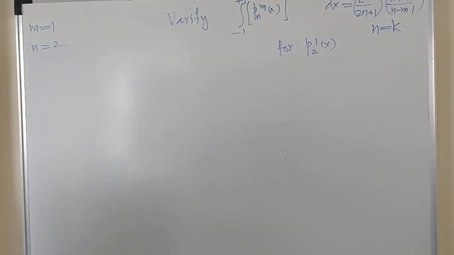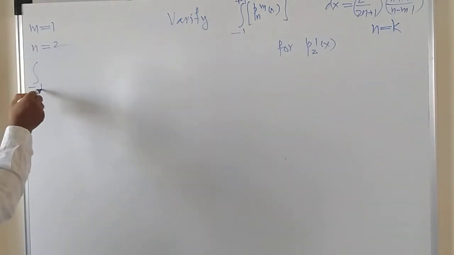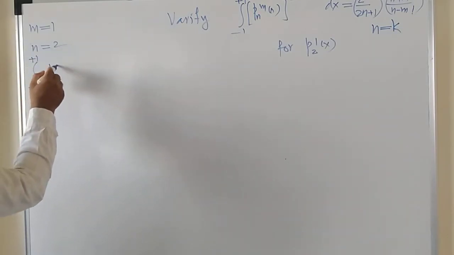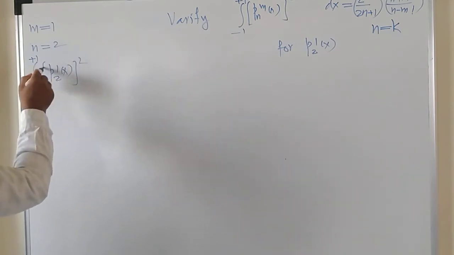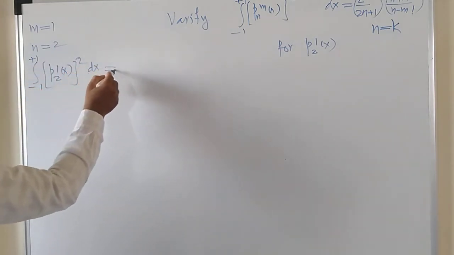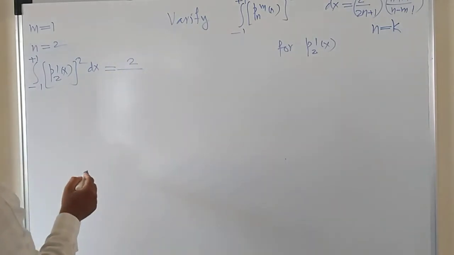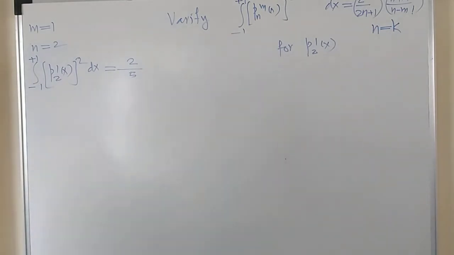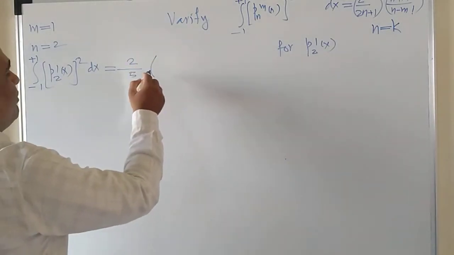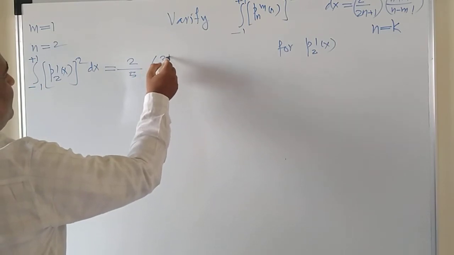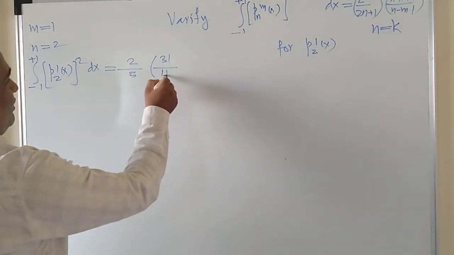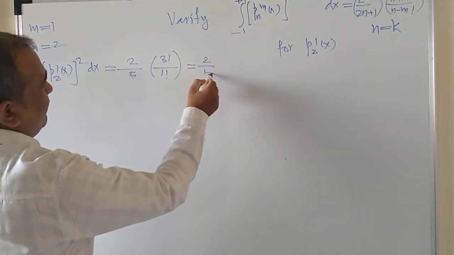If this is the given information to you, you can put the values of n and m into the similar equation. So integral from -1 to +1 of bracket P21 of x squared into dx is equal to 2 divided by 2n plus 1. What is the value of n? 2. 2 into 2 plus 1 is 5, right? Into n plus m factorial, that is 3 factorial, divided by n minus m factorial. 2 minus 1 is 1 factorial. So this will give you 2 by 5.